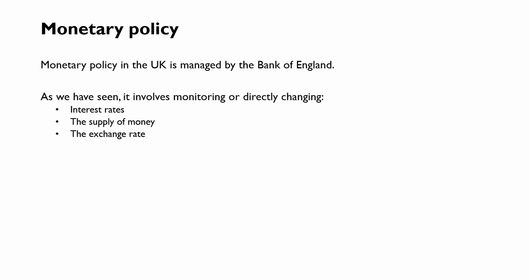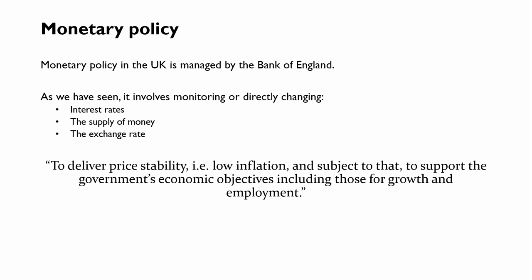The Bank of England's objectives, this is verbatim from their website, are as follows. They're aiming to deliver price stability, so low inflation, and we know that that's a 2% inflation target. And subject to that, so there's a secondary objective, to support the government's economic objectives, including those of growth and employment. So primarily they're targeting 2% inflation, but if they manage to achieve that, they're also looking to support the government. That's monetary policy in a nutshell. That's what we're trying to do.